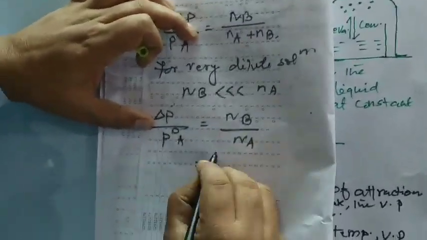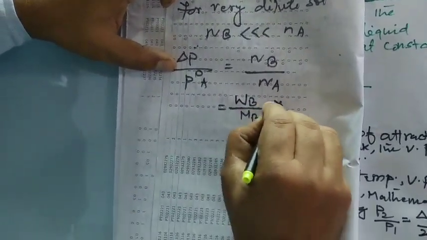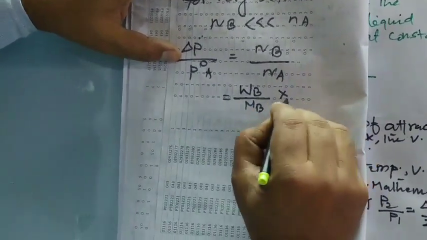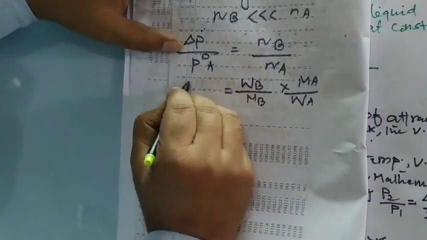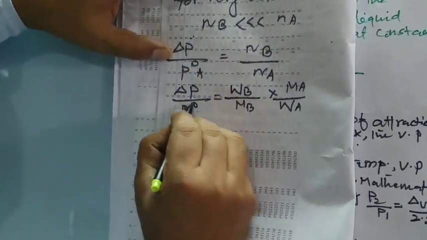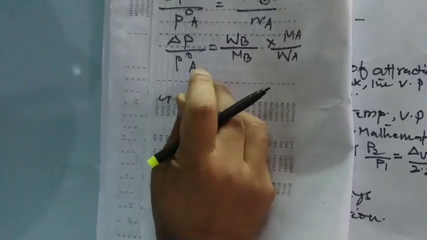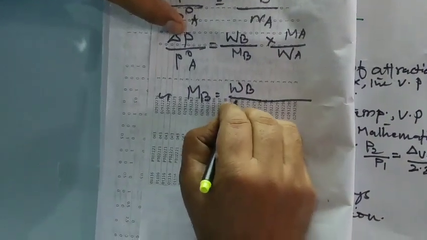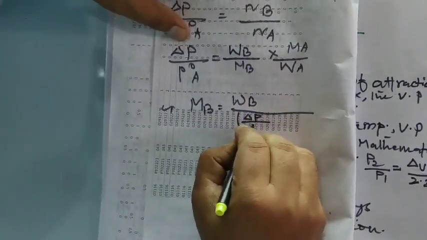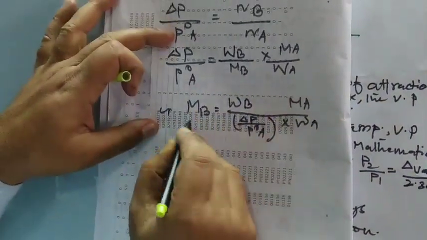How do we calculate the moles? Mass by molar mass. So it will be equal to WB by MB into MA by WA. So delta P by P naught A, or MB, the molecular mass of solute, will be equal to WB by delta P upon P naught A into WA, here MA, relative lowering of vapor pressure.